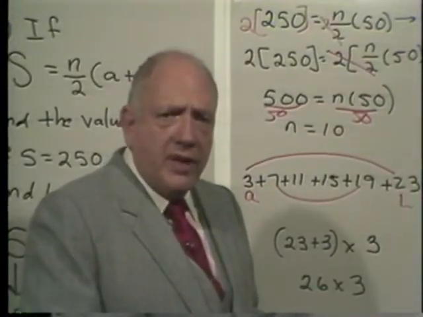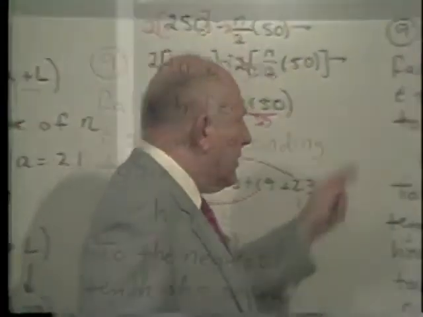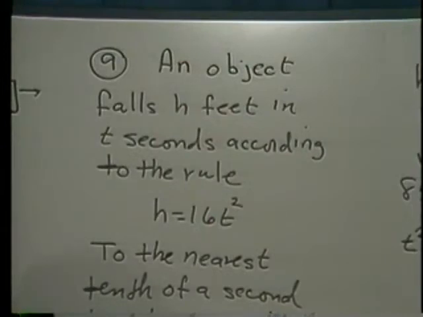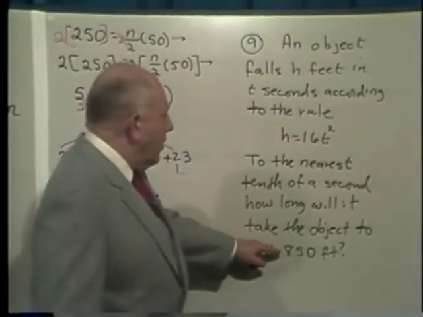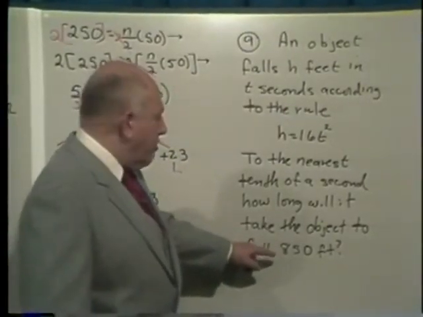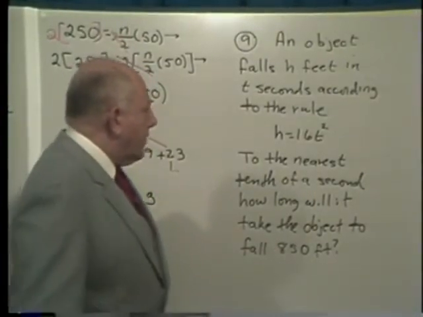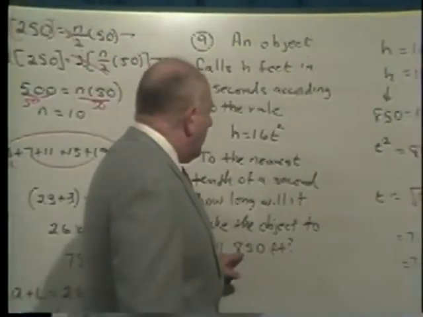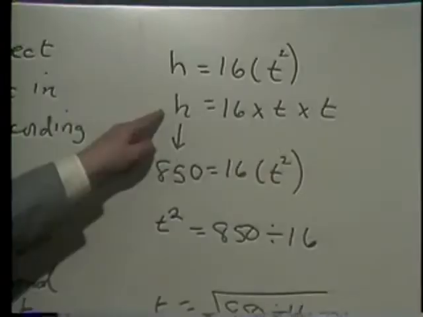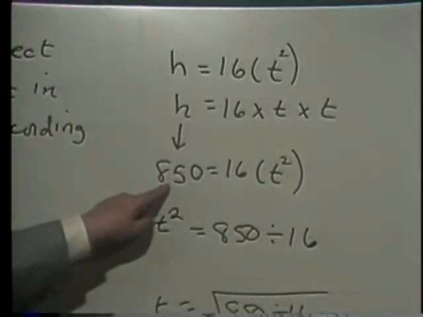You also may remember in the enrichment lecture that we talked about this particular formula. An object falls h feet in t seconds according to the rule h equals 16t squared. It says to the nearest tenth of a second, how long will it take the object to fall 850 feet? Now you see, we did this problem in the enrichment lecture and in the textbook, but sometimes we used easier numbers. See, for example, all I'm going to do here is what? I take this formula and I replace h by 850.